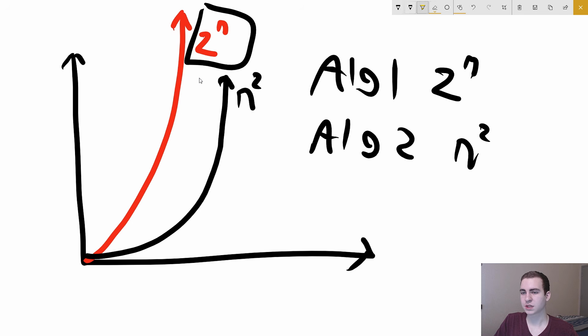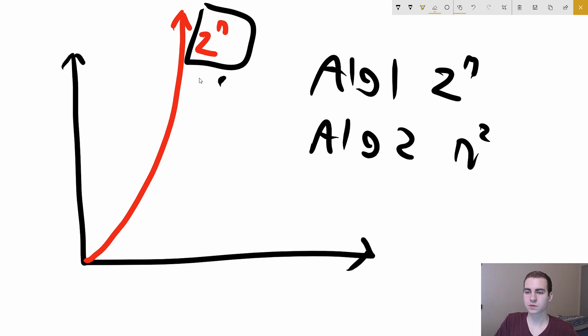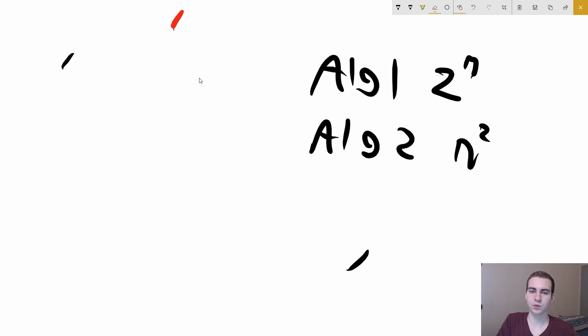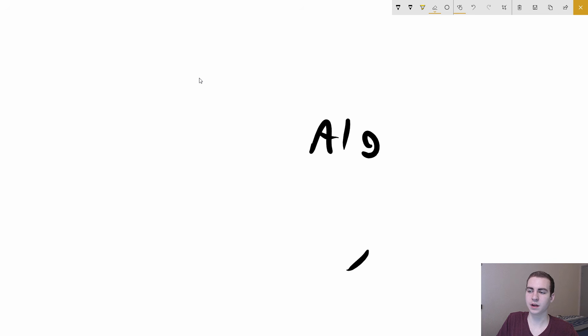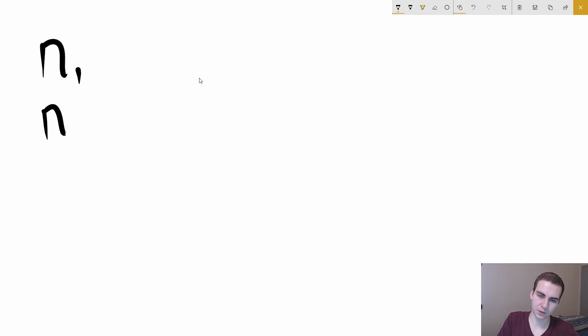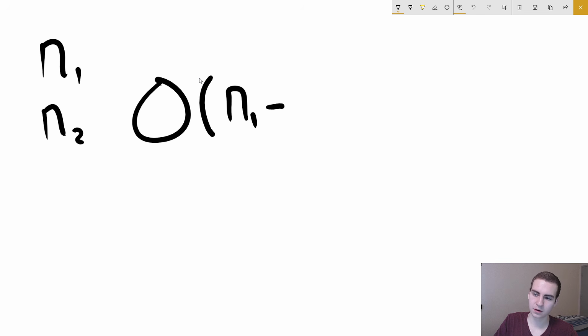Some other common ones can use more than one variable. So sometimes when we do algorithms, we might have more than one list or more than one input, right? We could have 2 inputs. Like say we have a function and it takes 2 inputs. So let's say we have an input n1 and we have an input n2. Now a common runtime analysis for 2 inputs is something like BigO of n1 plus n2.